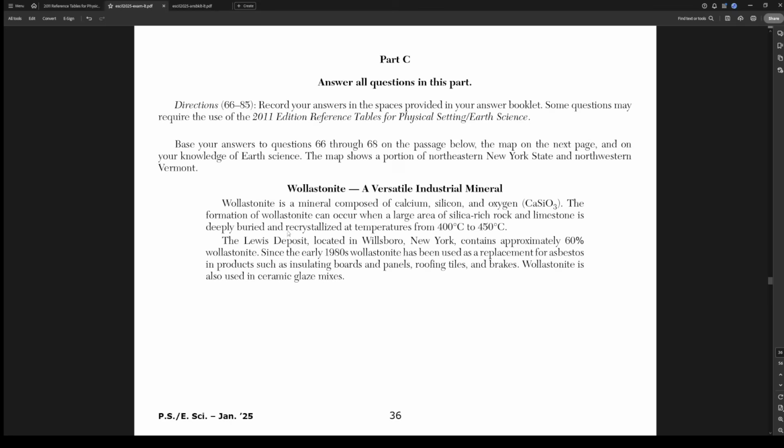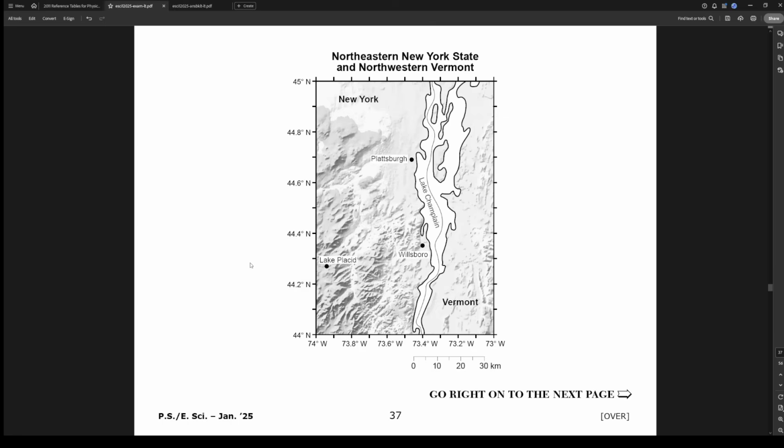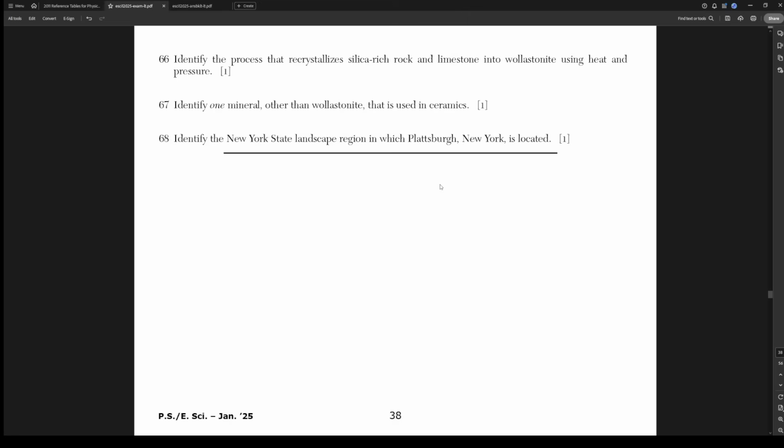66. Okay, we have some reading. It's about limestone and rocks and temperatures and minerals and great. Well, let's just see what the questions are. Oh, we got a map, latitude and longitude, a distance here. Okay. Identify the process that recrystallizes rock and limestone into wollastonite using heat and pressure.